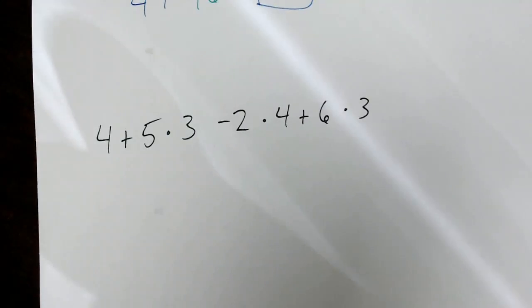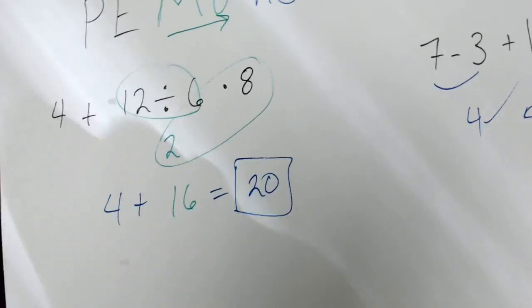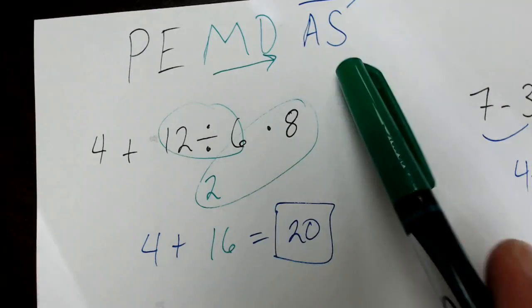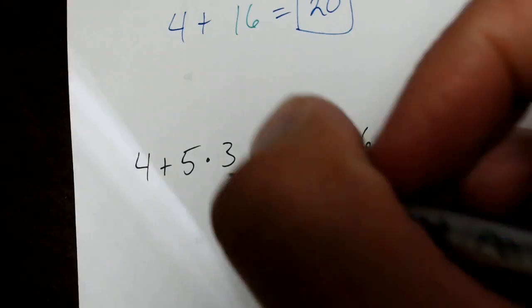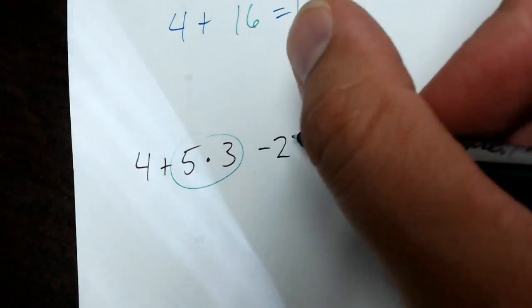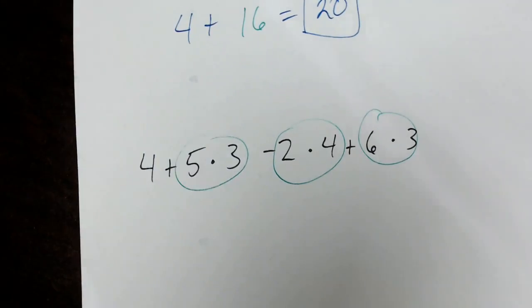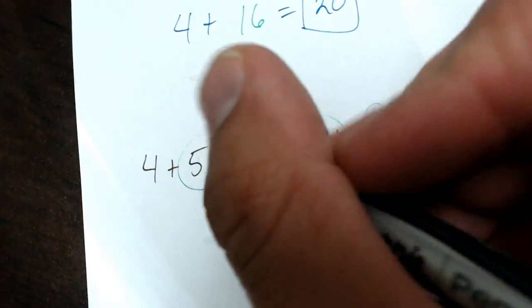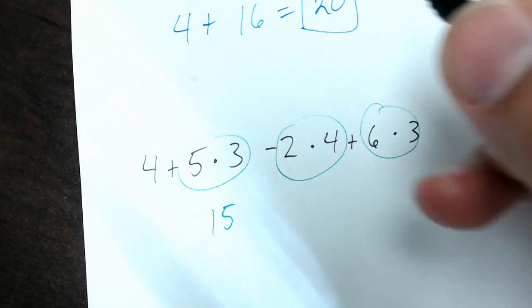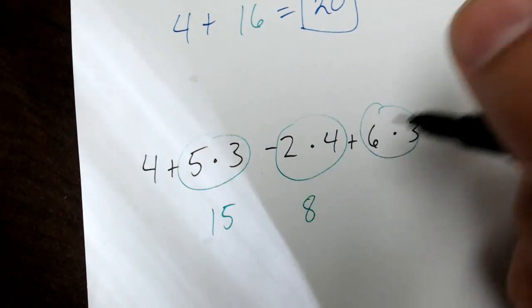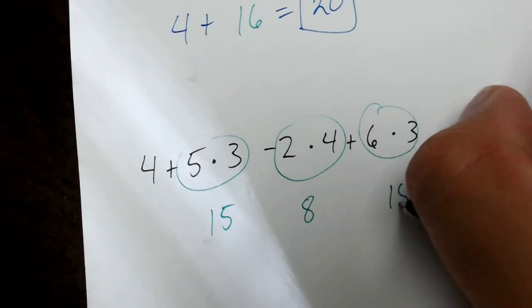Now, let's see this one. This one is a nice challenging problem. So again, I have to do multiplication and division first, then addition and subtraction. So let's circle up some pairs. I have to multiply those first. So what I'm going to do is 5 times 3, which is 15. Then I'm going to do 2 times 4, which is 8. 6 times 3, which is 18.